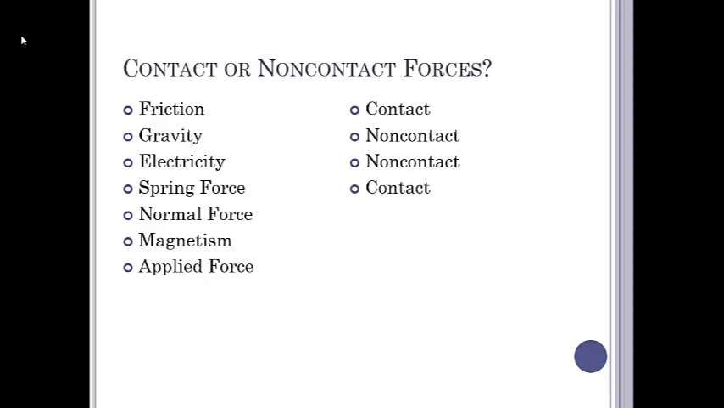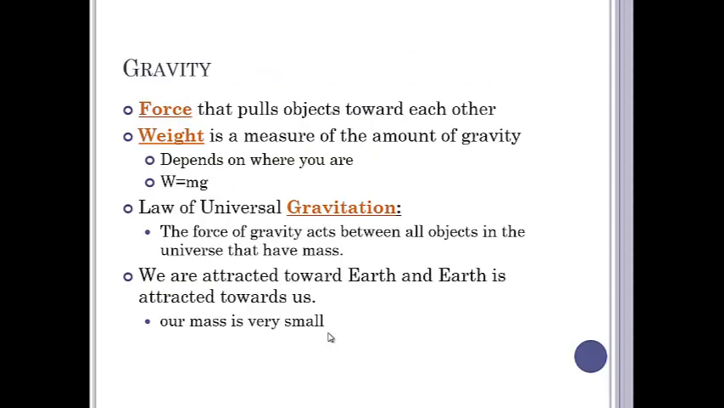Spring force does require contact between the two objects. The normal force also requires contact. So in order for your chair to apply a force on you, you have to be in contact with the chair. Magnetism, again, it's kind of like electricity where the distance has to be really, really small. But if you put two magnets close together, they don't have to be touching in order for you to feel that force. The applied force is the one that you apply, and you have to have contact with the object. So if I were to apply a force to my computer, the computer is not going to feel the force of my hand unless I actually make contact with the computer.